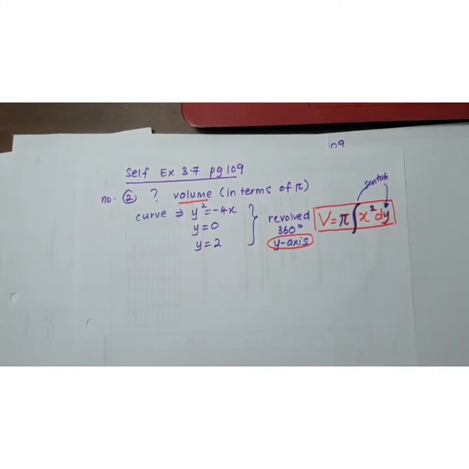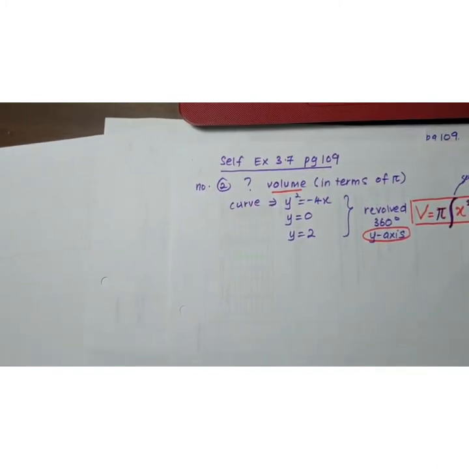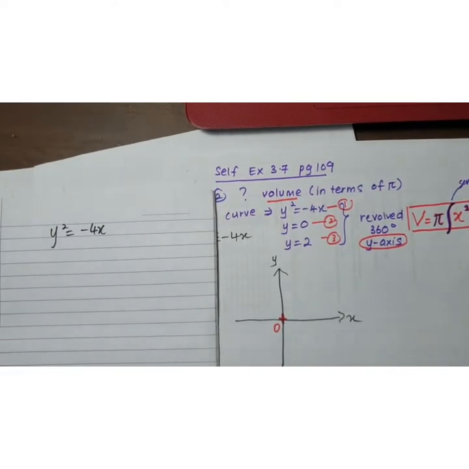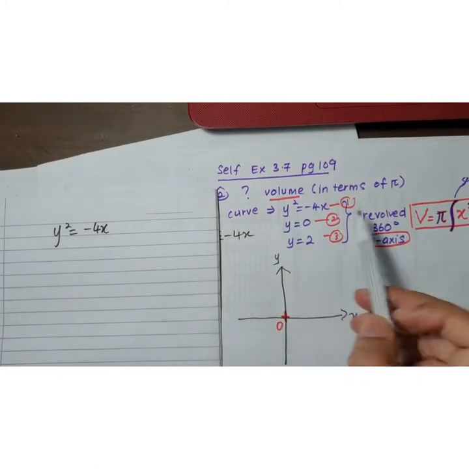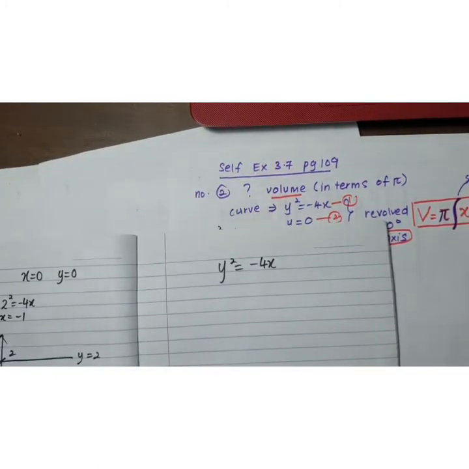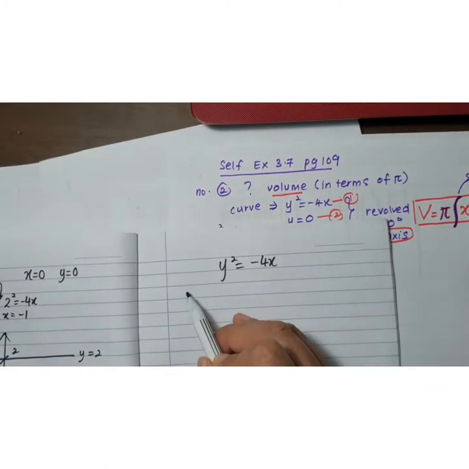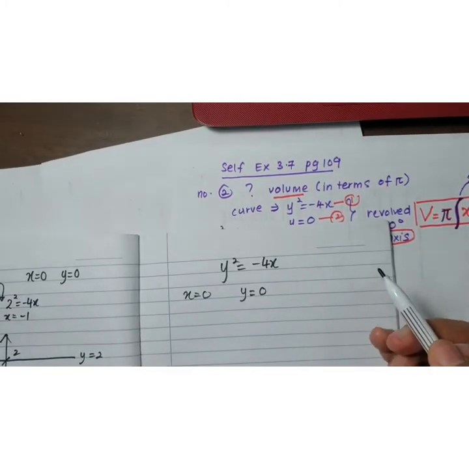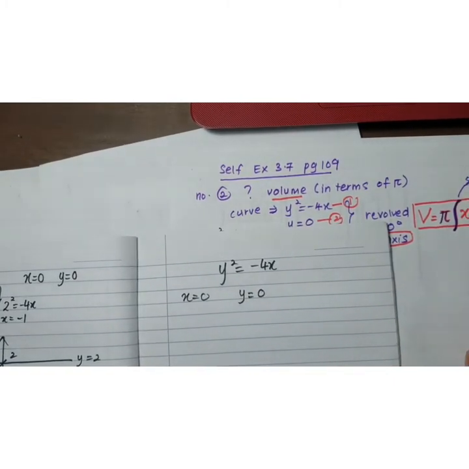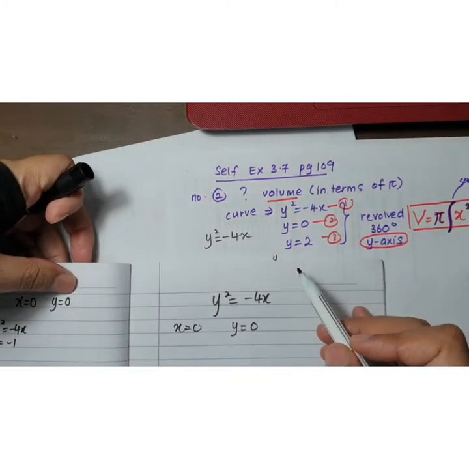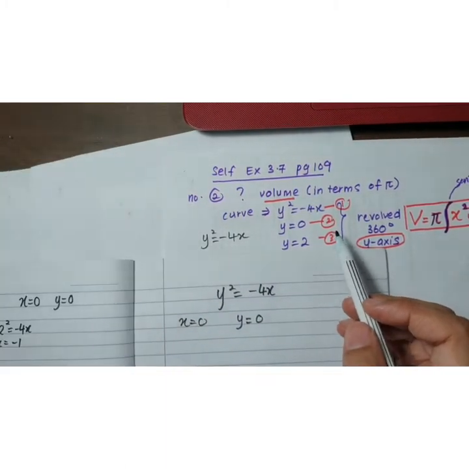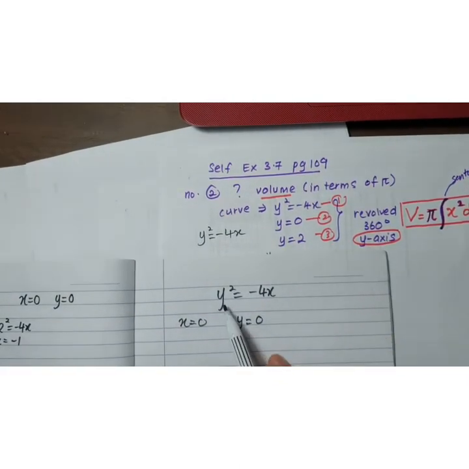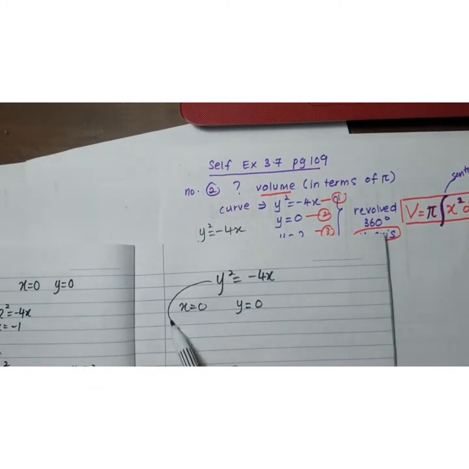Now, when you read this question, it does not give you a diagram. So let's sketch the diagram. Let's sketch this curve, y squared equals negative 4x. For this curve, if x equals 0, the y is also 0. Just sketch, not drawing. Since we have y equals 2 here, always substitute the value given in the question. So here you have y equals 2.